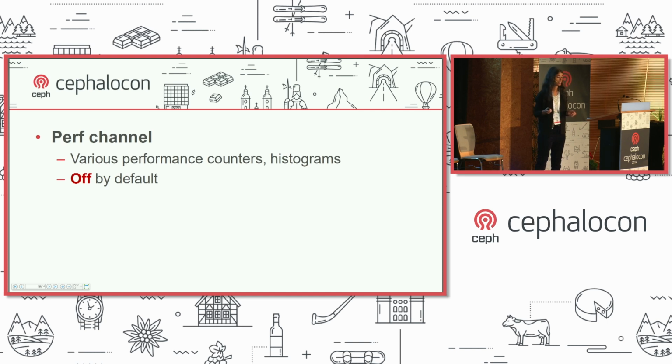And the last channel is the perf channel. We added that in Quincy. It contains a lot of performance counters and histograms, which are collected also every 24 hours. And this channel is also off by default.